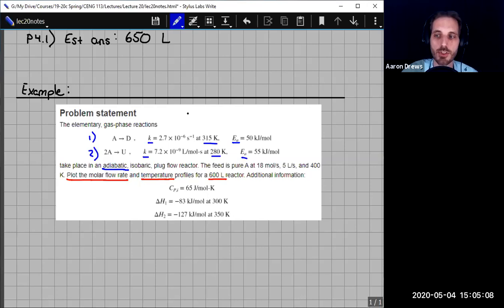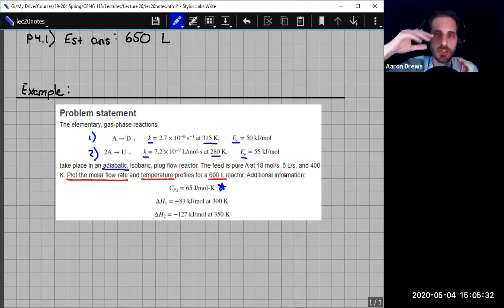I have deliberately chosen different reference temperatures for everything, just so that we can see how those temperatures come in and how they compare to the actual temperature of the reactor. One simplification is all of the heat capacities are the same, which is not unusual when molecules are structurally quite similar. Their heat capacities tend to be quite similar as well.